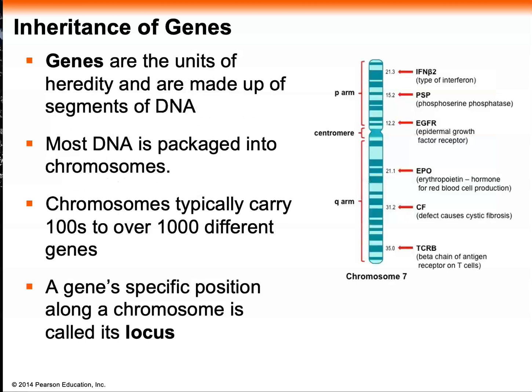And genes are units of heredity that are made up of segments of DNA. And as we've learned, your DNA is packaged into chromosomes, and any one length of chromosome can contain 100 to over 1,000 different genes all along its length. And the specific location where you might find a gene along a chromosome is called its locus, or loci for the plural.